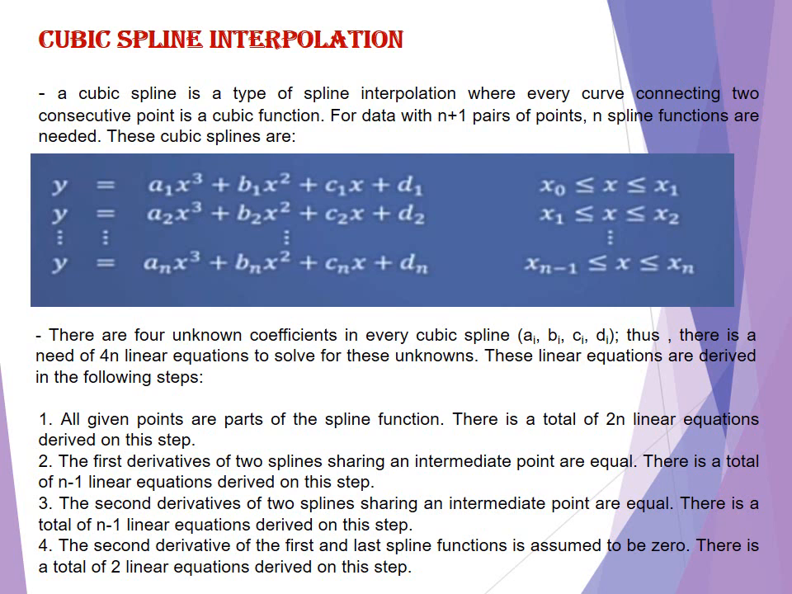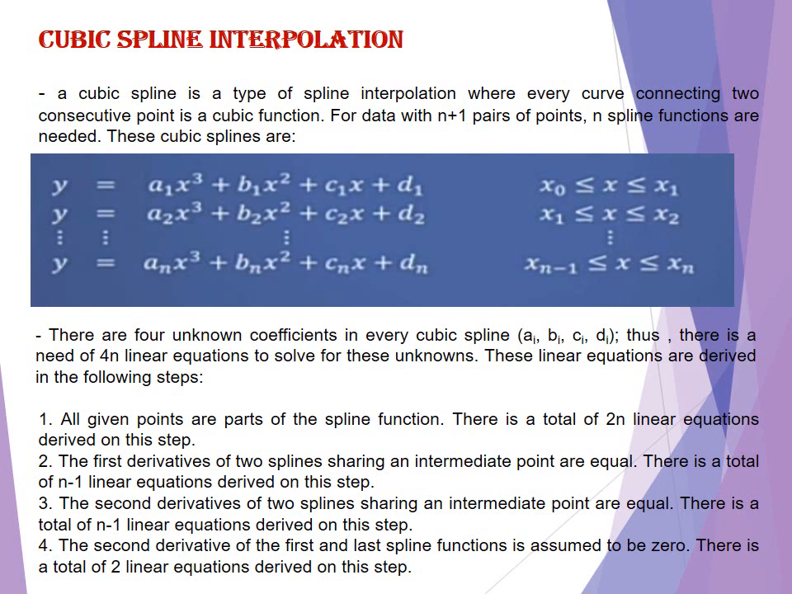Since there are four unknowns, which are a sub 1, b sub 1, c sub 1, and d sub 1, for each spline, there is a need for 4n linear equations to solve for these unknowns. These linear equations are derived in the following 4 steps. First, all given points are parts of the spline function. There is a total of 2n linear equations derived in this step.